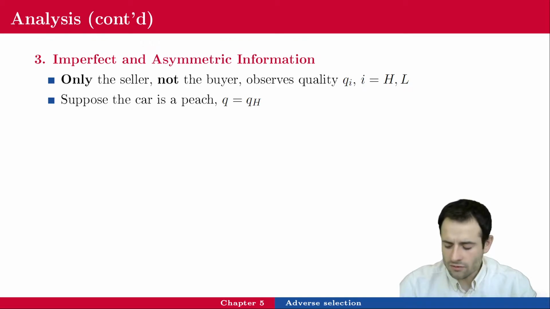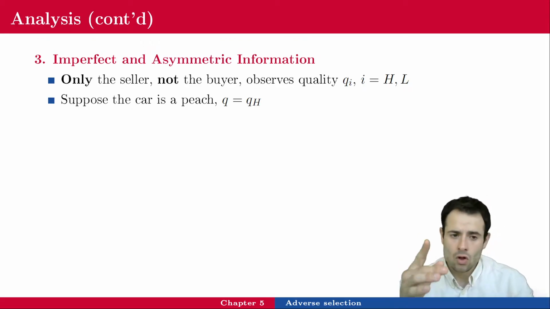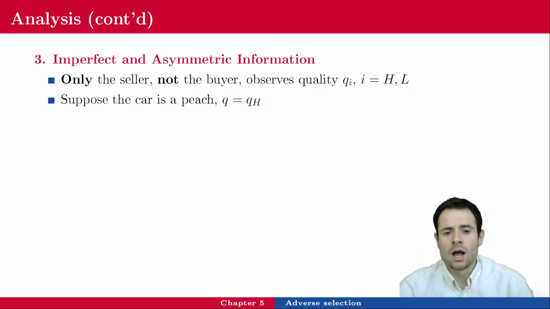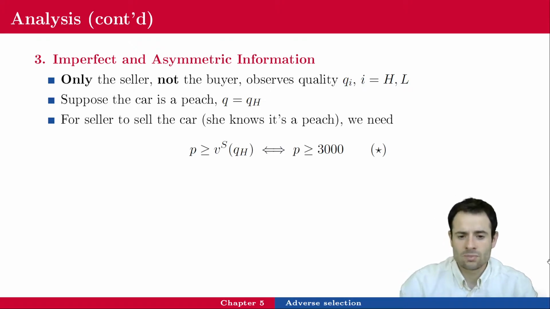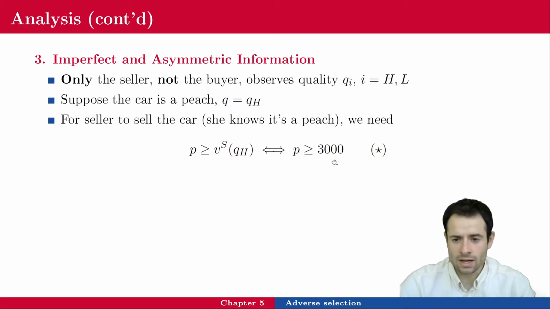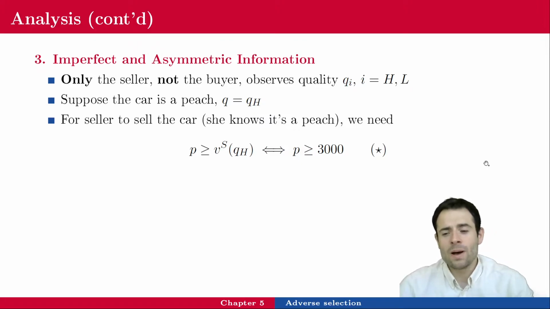So, imagine first that the car is a peach. Well, if the car is a peach, the seller is willing to sell the car for minimum $3,000. The seller knows it's a peach, so there is no expectation in this line. Now, when it comes to the buyer, we need to take the expectation into account because the buyer doesn't know what car he is currently looking at.